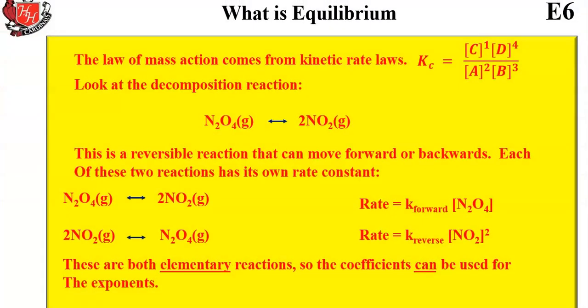All right, the law of mass action comes from kinetic rate laws. So there's, again, a generic law of mass action. So let's look at an actual reaction. Look at the decomposition reaction. So N2O4 breaks into two different NO2 molecules. This is a reversible reaction that can move forward or backwards. Each of these two reactions has its own rate constant.